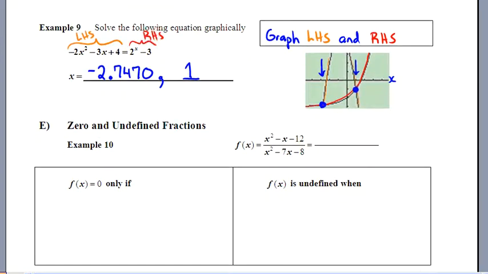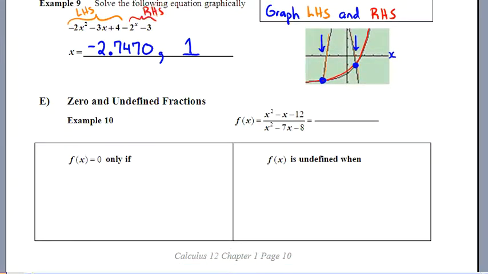Okay, last little thing, just about things being equal to 0 or things being undefined. Let's say I have this expression, this function, which is equal to this trinomial divided by the other one. I can factor this. This one factors x plus 3, all on top of x minus 4. And the bottom factors as x plus 1, all on top of x minus 8. If somebody's asking you, hey, that fraction, when is it equal to 0? Right? That's what this first box is asking. How do you make a fraction equal to 0?